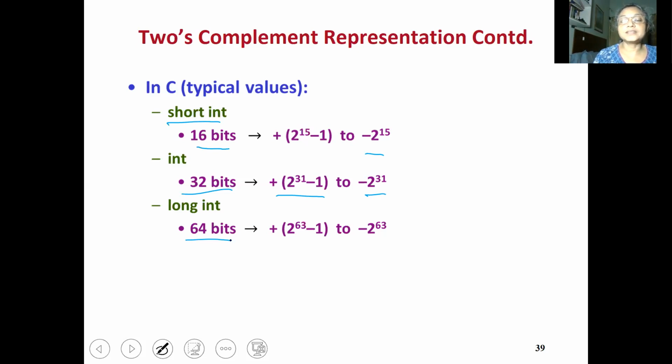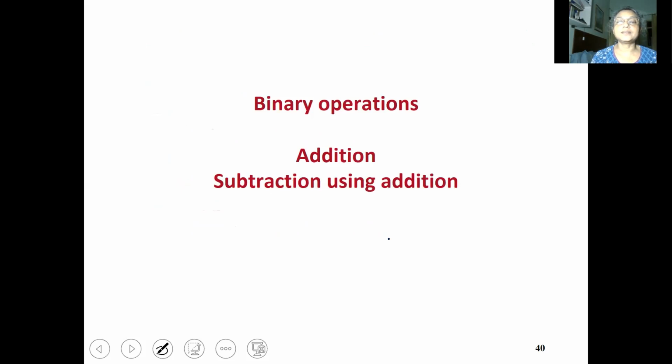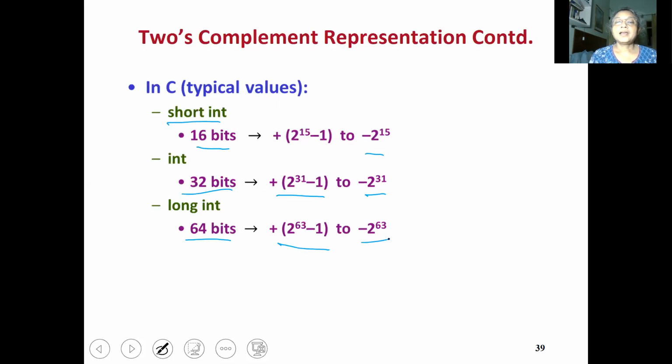Long int uses 64 bits. The largest number is plus 2 to the power 63 minus 1 and the smallest number is minus 2 to the power 63. Okay. So is this clear?